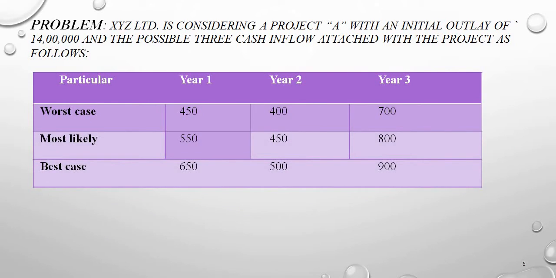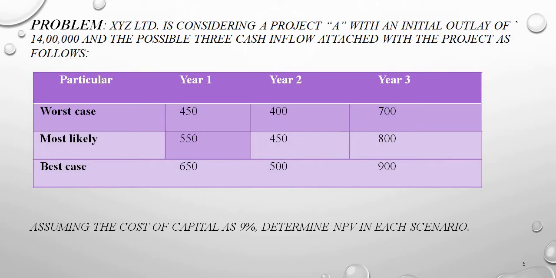Now let us discuss a problem on sensitivity analysis. XYZ Limited is considering a project A with an initial outlay of rupees 14 lakhs and the possible 3 cash inflows attached with the project as follows. Particular: year 1, 2, 3; worst case, most likely case, best case, and the cash inflows are given. Assuming the cost of capital as 9%, determine net present value in each scenario.